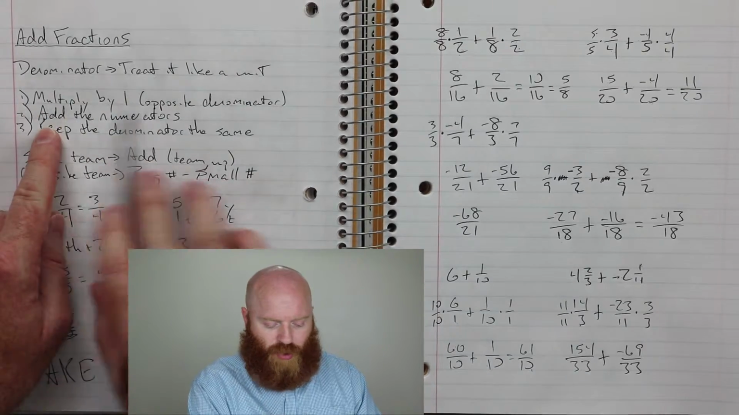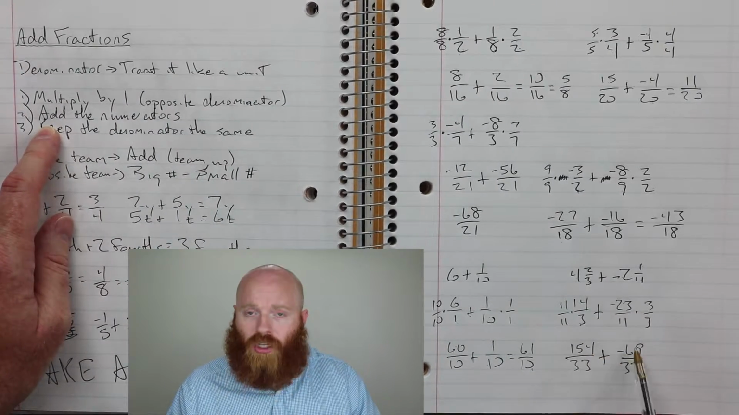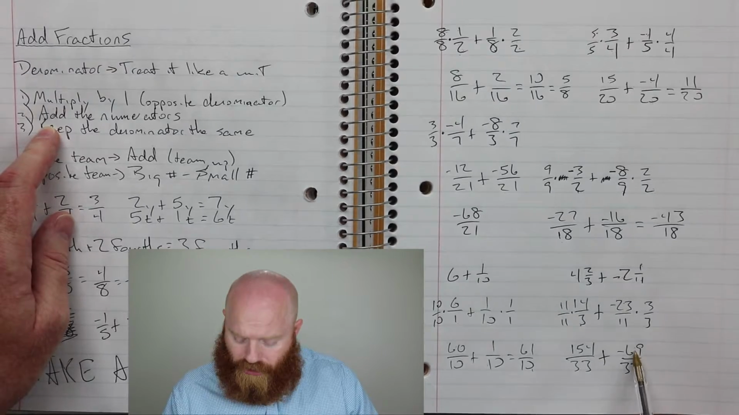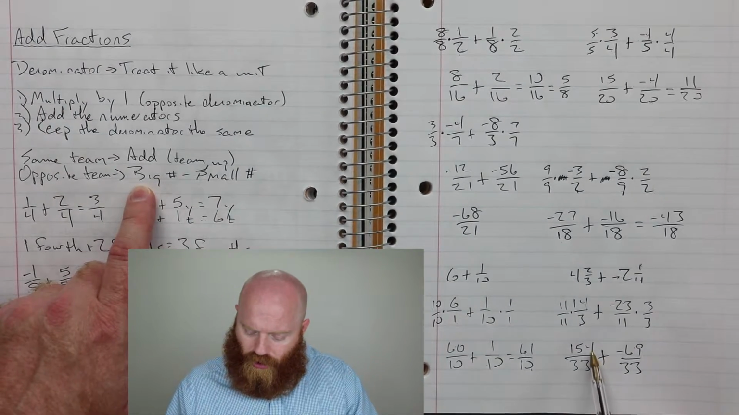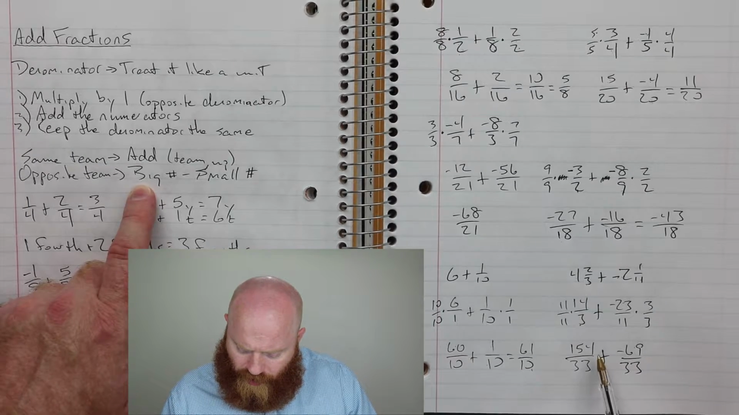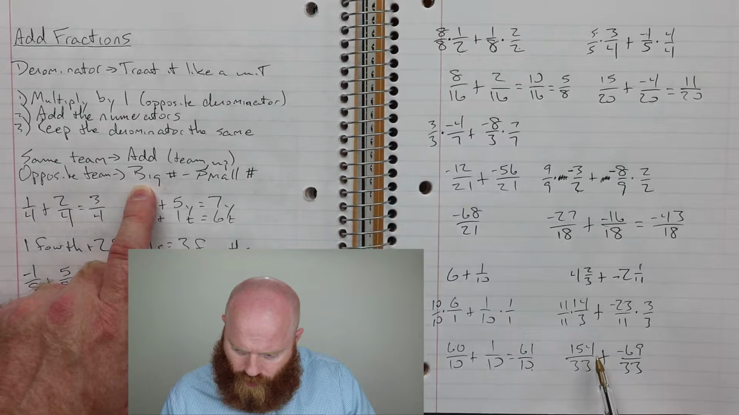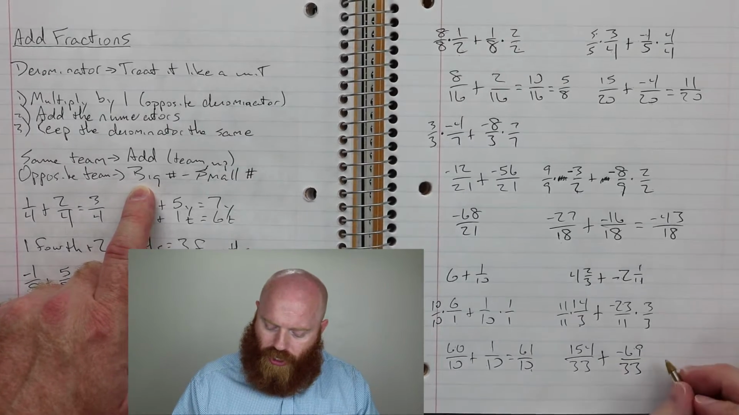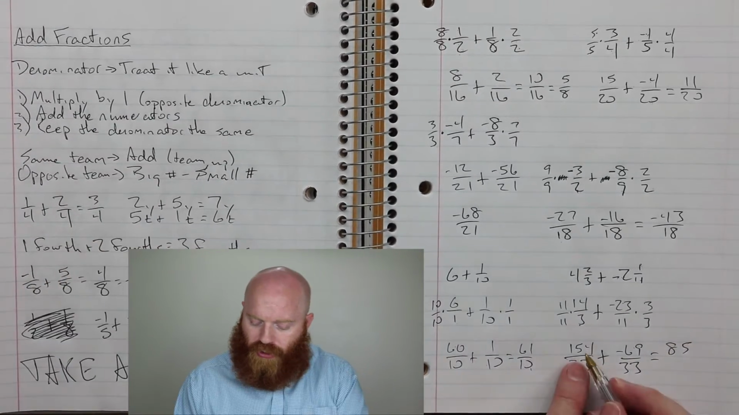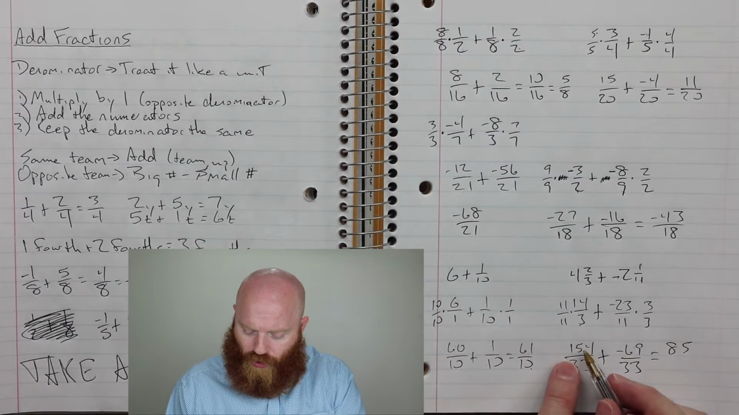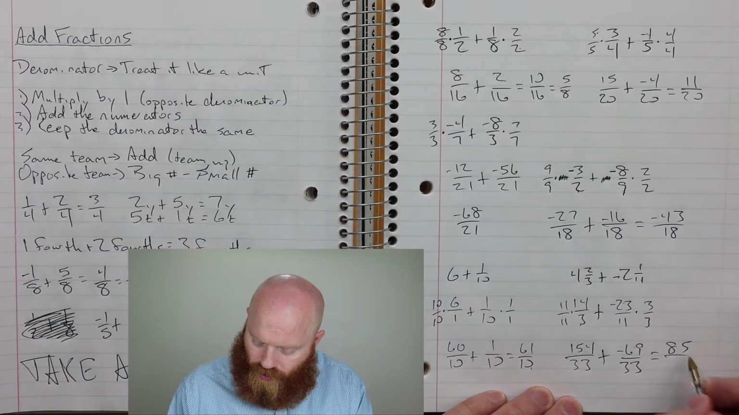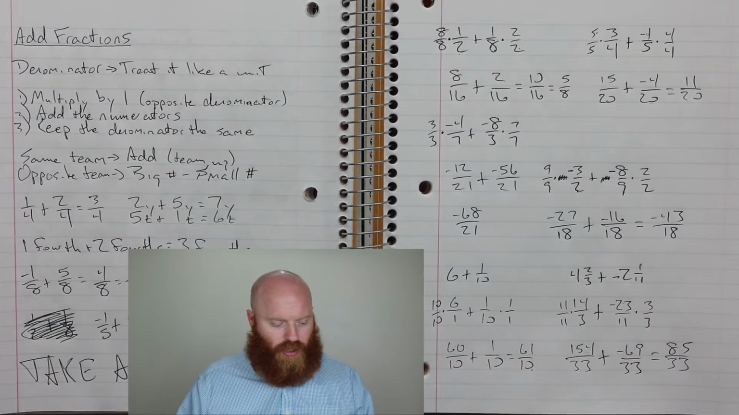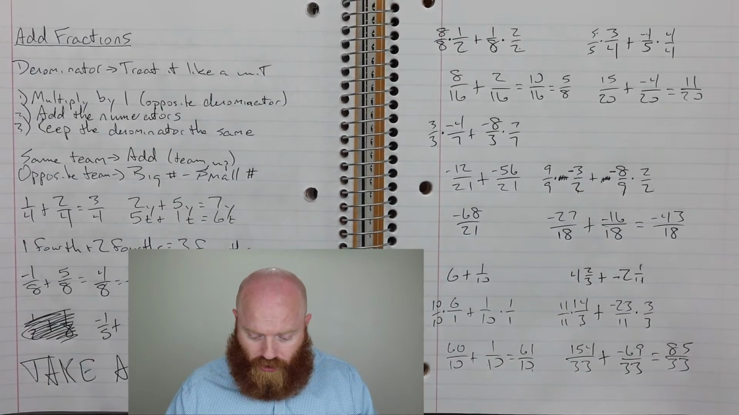That's step number 1. Step number 2, add the numerators. 154, good guys. Negative 63, I've got bad guys. When on the opposite team, you take the big number minus the small number. 154 minus 63 is 91 good guys, because they got more people on their team than the bad guys. And then step number 3, keep the denominator the same. That's my lesson on adding fractions.